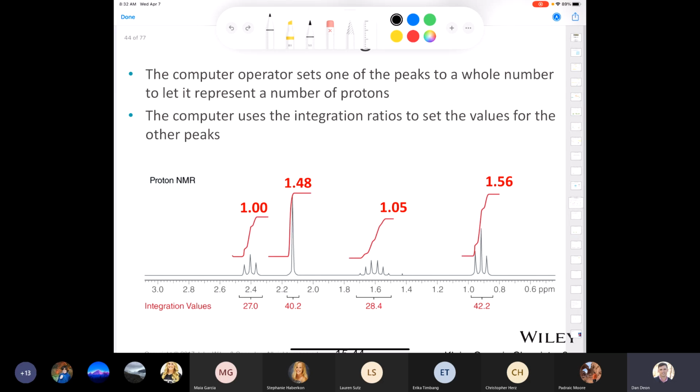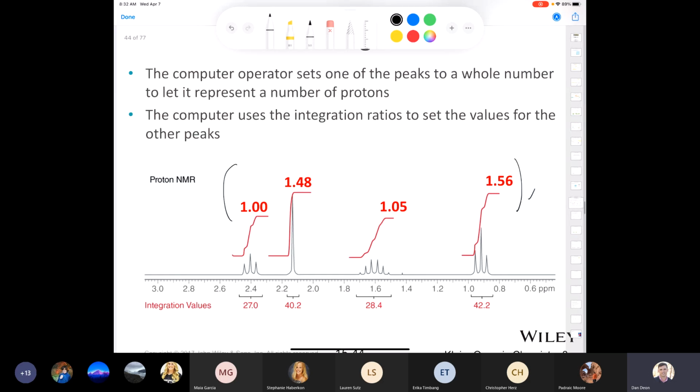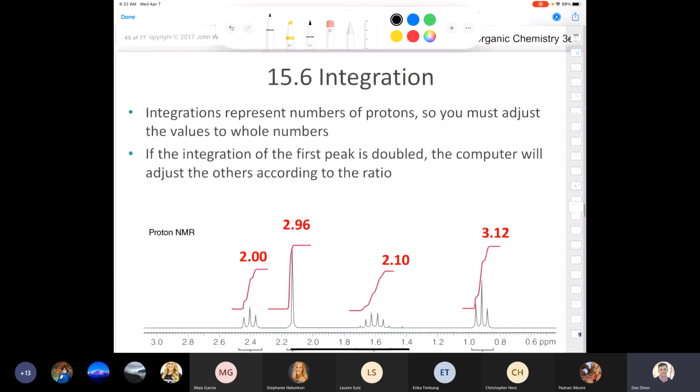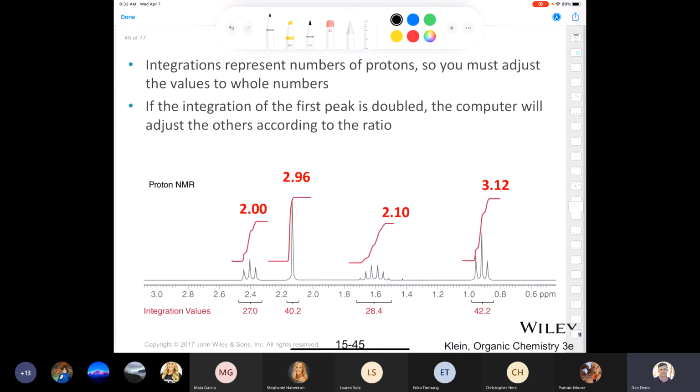What if I take all of these integration values and multiply them by 2? Then I'm going to end up with just whole numbers. Now, I know that 2.96 and 0.10 and 0.12 aren't whole numbers, but they're close enough to say that this kind of looks like a 2, a 3, a 2, and a 3. So that is what we do with our integration. The relative number of protons represented by these signals would be 2 to 3 to 2 to 3.